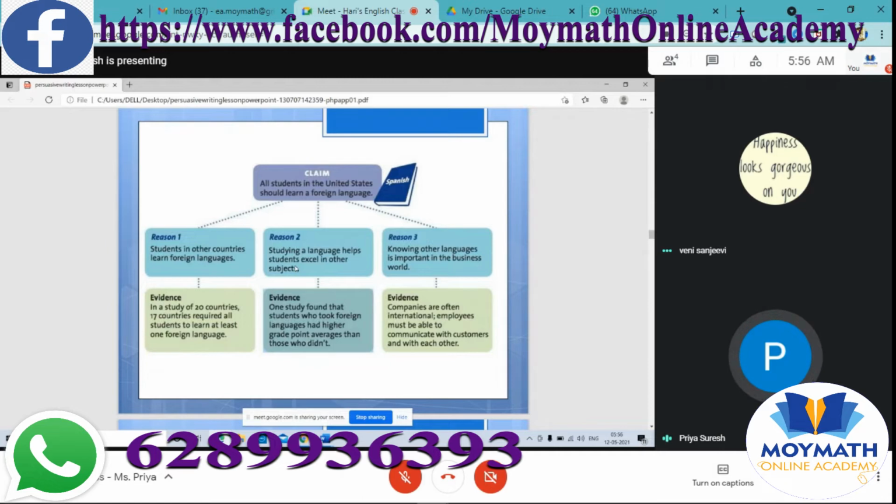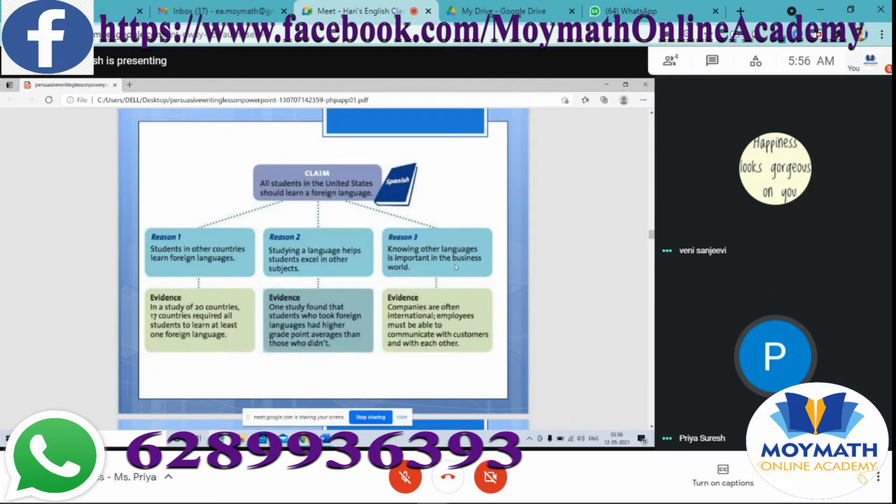Evidence is: companies are often international. Employees must be able to communicate with customers and with each other. Did you understand the pattern now? Yes. Do you have any doubt in this? No. This is the pattern: claim, at least three reasons, and evidence.